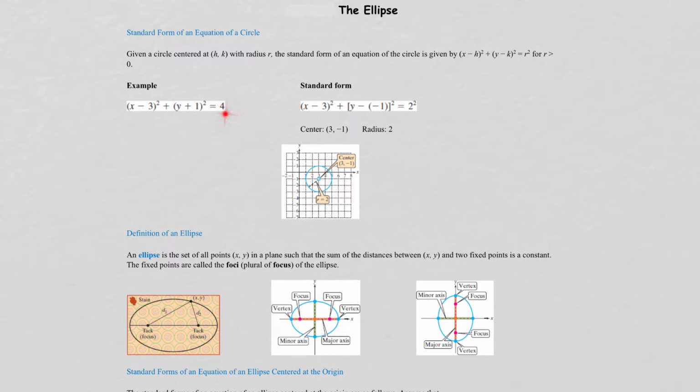The right side is 4, so that's going to be the square root of 4, so then your radius is going to be 2. So that's what we recall from the circle. We're going to use a very similar method for the ellipse.